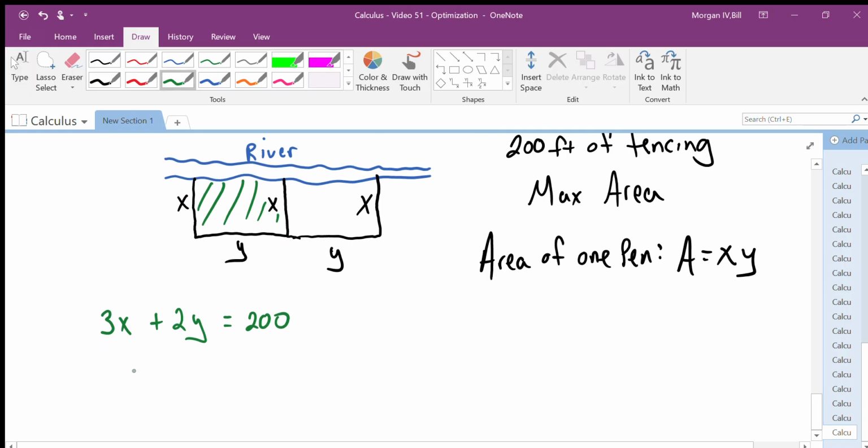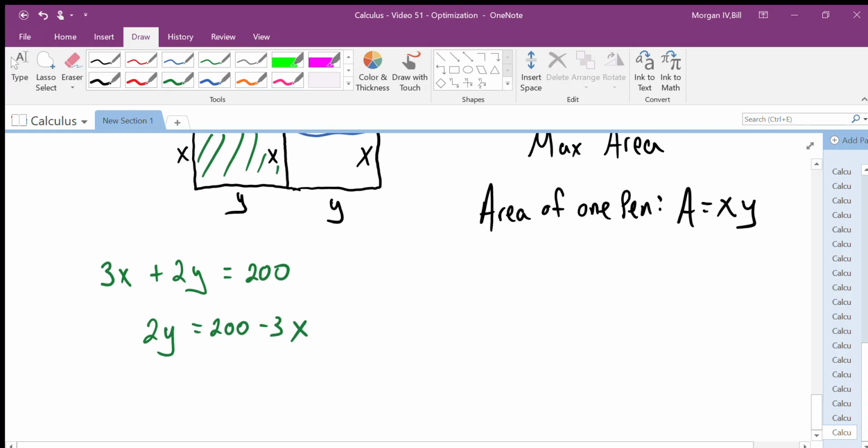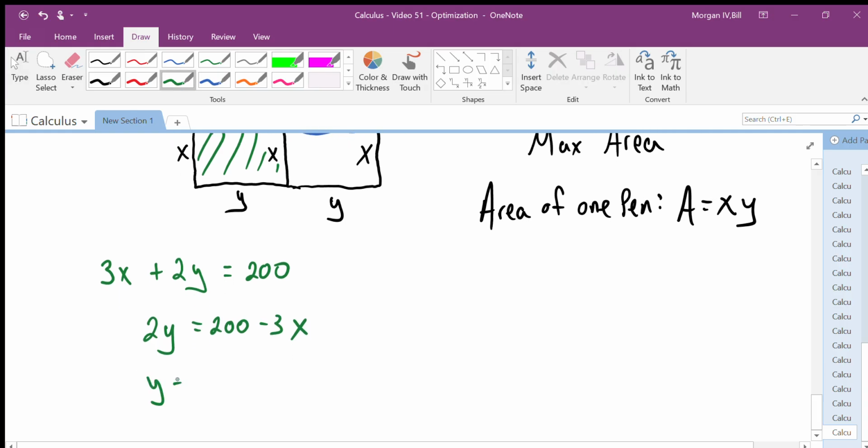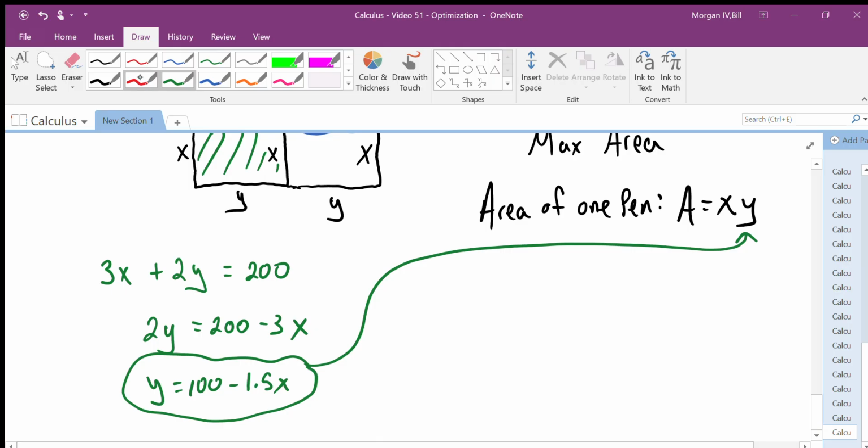Okay, let's see, let's solve for y. It seems dividing by 2 seems easier than dividing by 3. That's the only reason I'm solving for y here. Solving for y, 2y is equal to 200 minus 3x. Divide by 2, y equals 100 minus 3 over 2, or 1.5x. Take your pick. Okay. I'm going to take that y value, I'm going to substitute it into my area equation.